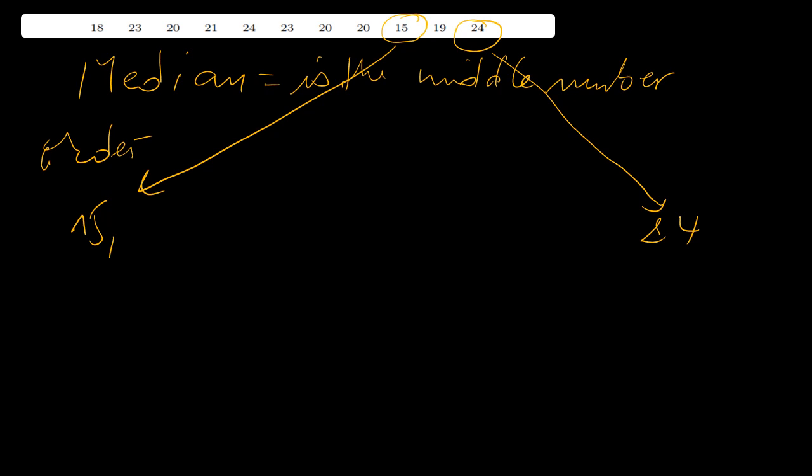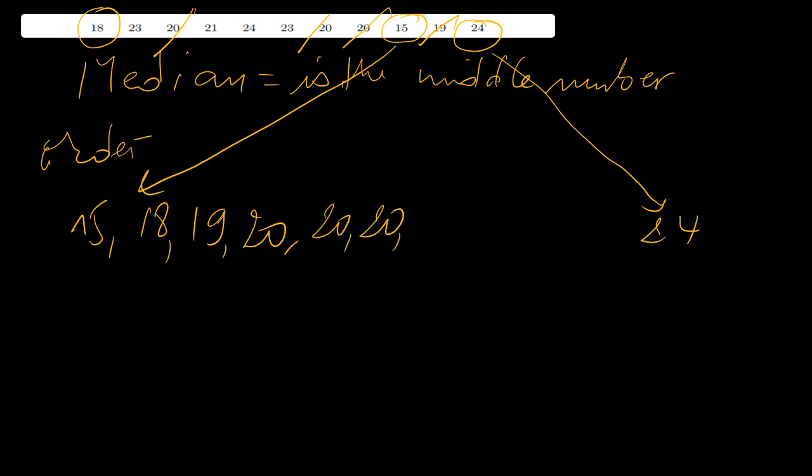After 15 we have 18, then 19, then 20. So 19, then 20, and 20, and 20 here 3 times. After 20 we have 21. After that we have 23 2 times, 23, 23, 24, and finally 24.